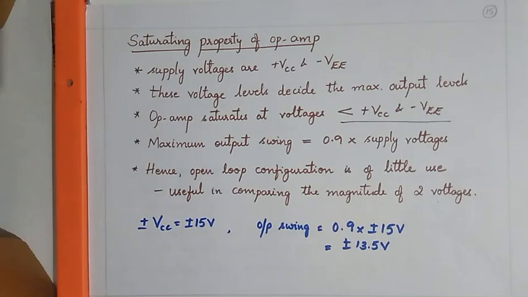The maximum output swing of the op-amp is 0.9 times the supply voltages. That is, if the supply voltage, plus or minus VCC, is equal to plus or minus 15 volts, the maximum output swing is equal to 0.9 into plus or minus 15 volts, which gives only 13.5 volts. Because of the saturable property, the open loop configuration is of little use in practical applications. The saturable property of the op-amp is useful in comparing the magnitude of two voltages.